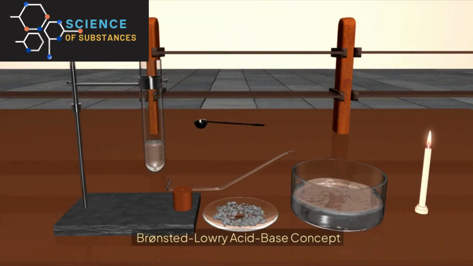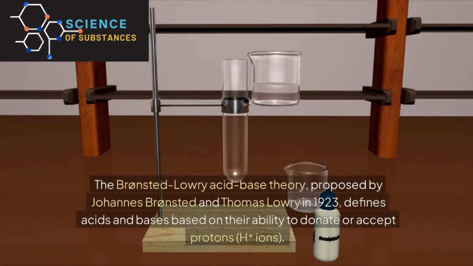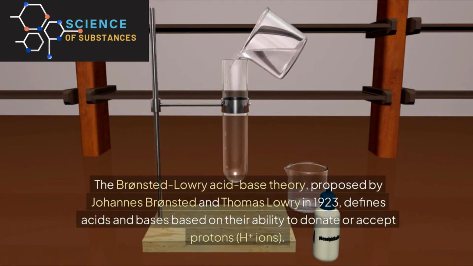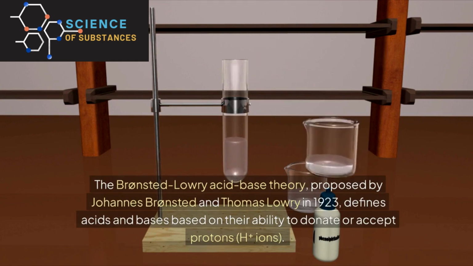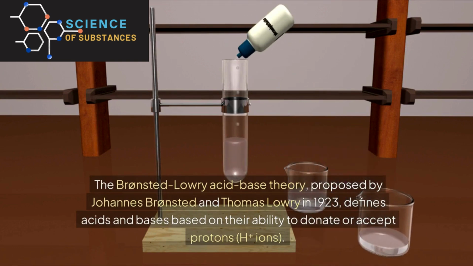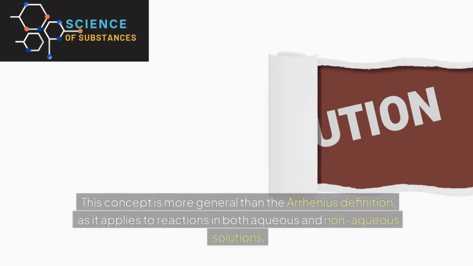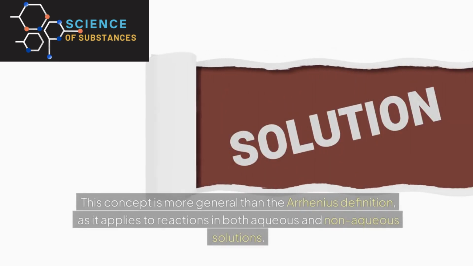Bronsted Lowry acid-base concept. The Bronsted Lowry acid-base theory, proposed by Johannes Bronsted and Thomas Lowry in 1923, defines acids and bases based on their ability to donate or accept protons, H+ ions. This concept is more general than the Arrhenius definition, as it applies to reactions in both aqueous and non-aqueous solutions.